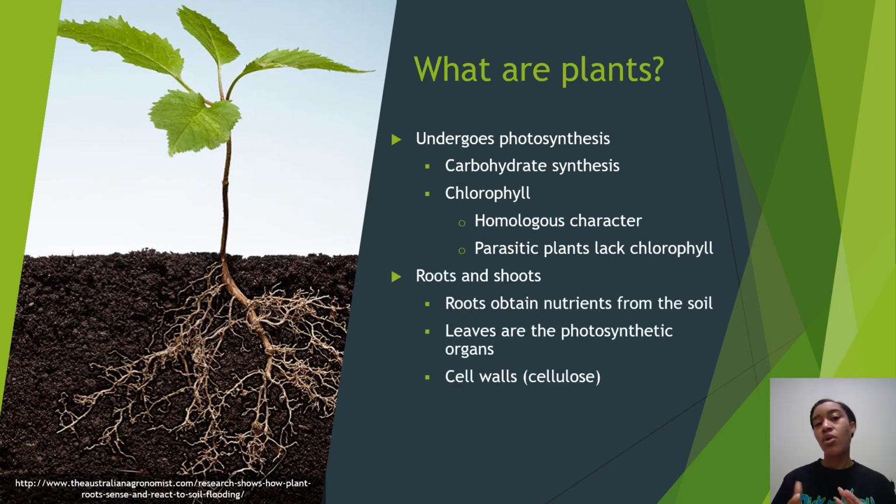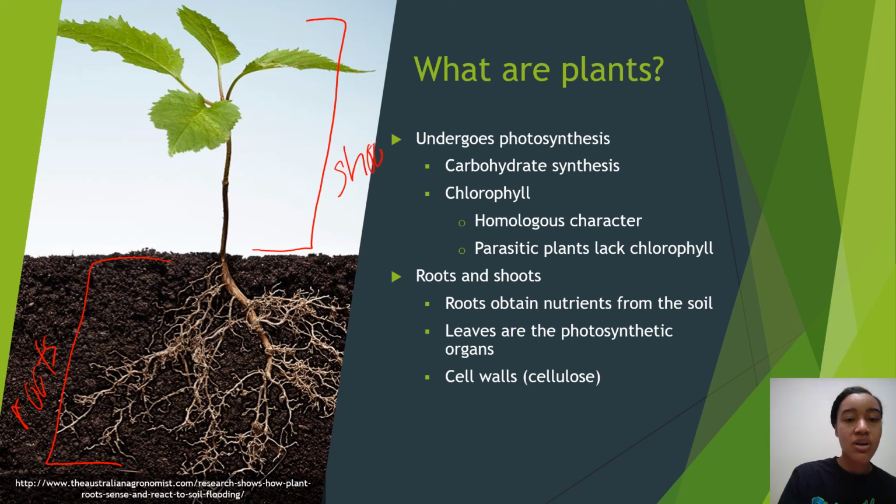There are two major components of a plant. We have our roots, which are our underground segments of the plant. And then we have our shoots, which are our above ground elements of the plant, which includes the stems and the leaves. The roots are responsible for obtaining nutrients from the soil and also anchoring the plant in place. And the leaves are responsible for undergoing photosynthesis, and the stem is responsible for providing structure and support for the plant. And all their cell walls, in the leaves, the roots, and the shoots, have cellulose in them, so they're made mostly of cellulose.